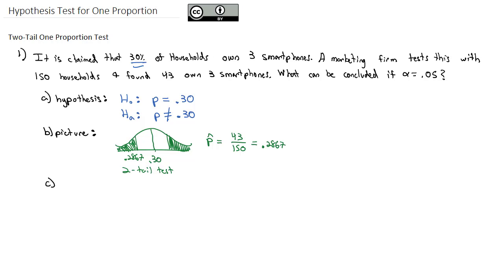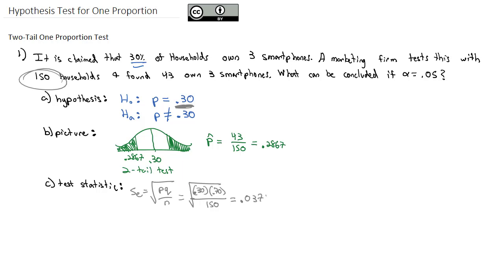And now let's go through and calculate the actual test statistic. To find the test statistic, first we have to find the standard error, which we remember is the square root of PQ over N. P and Q come from the null hypothesis, so P is 0.30. Q is 1 minus 0.30, which is 0.70. And then we're going to divide by the sample size of the 150 households. And when I do this square root on my calculator, I get 0.0374.